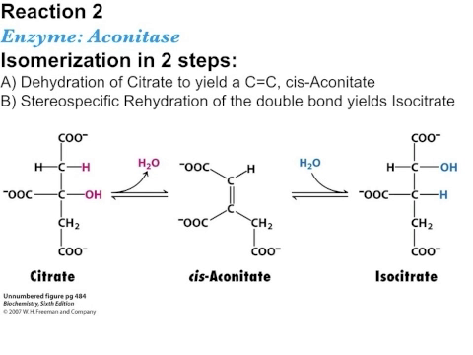This is catalyzed by the enzyme aconitase and consists of an isomerization that occurs in 2 steps. The first step is a dehydration of citrate to yield a double bond between the central carbons. This results in the intermediate cis-aconitate. The second step is a stereospecific rehydration of that double bond to yield isocitrate. The water is going to be added in a specific manner so that we go from a tertiary alcohol to a secondary alcohol.